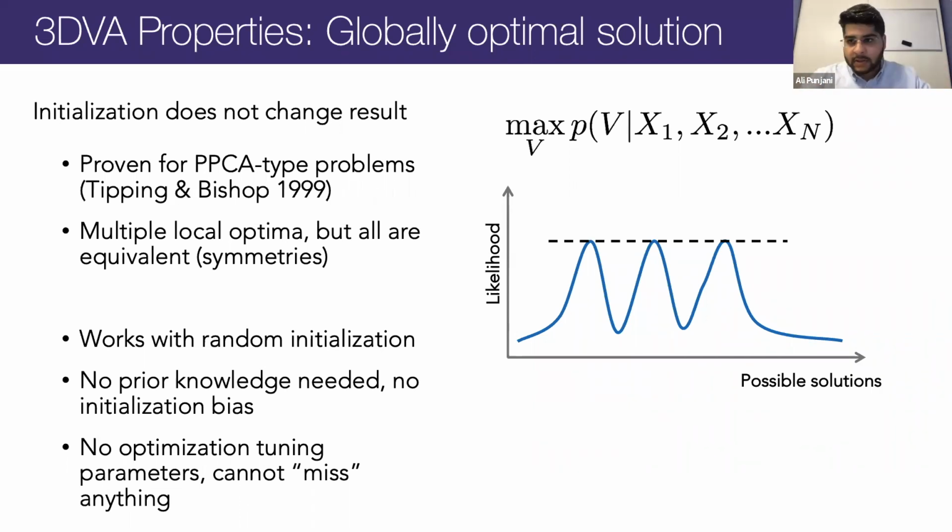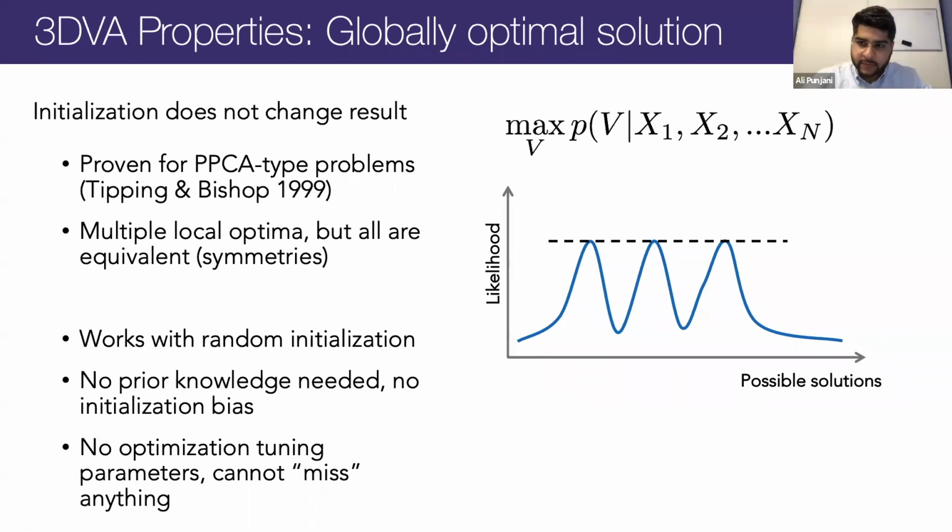And that's another useful property of this type of algorithm, which is that the results that you get don't depend on initialization. It doesn't matter how you started off. It doesn't matter what your initial guess was. In fact, we don't need an initial guess at all, because any optimization from any starting point will yield an equivalent solution. And so that's another reassuring thing about the algorithm, that we don't need to worry about prior knowledge. We don't need to worry about initialization bias or tuning any parameters. And most importantly, we can't actually miss anything.